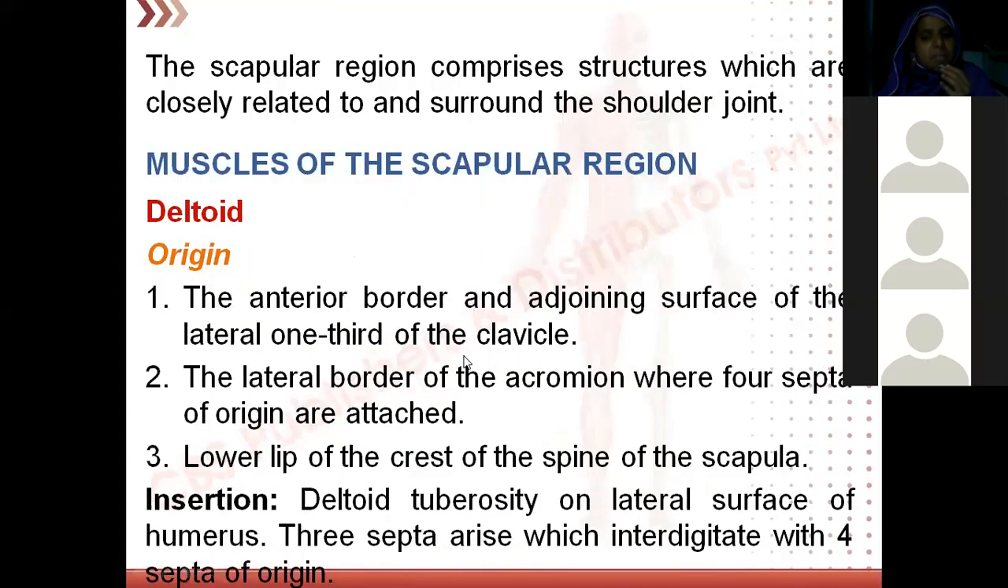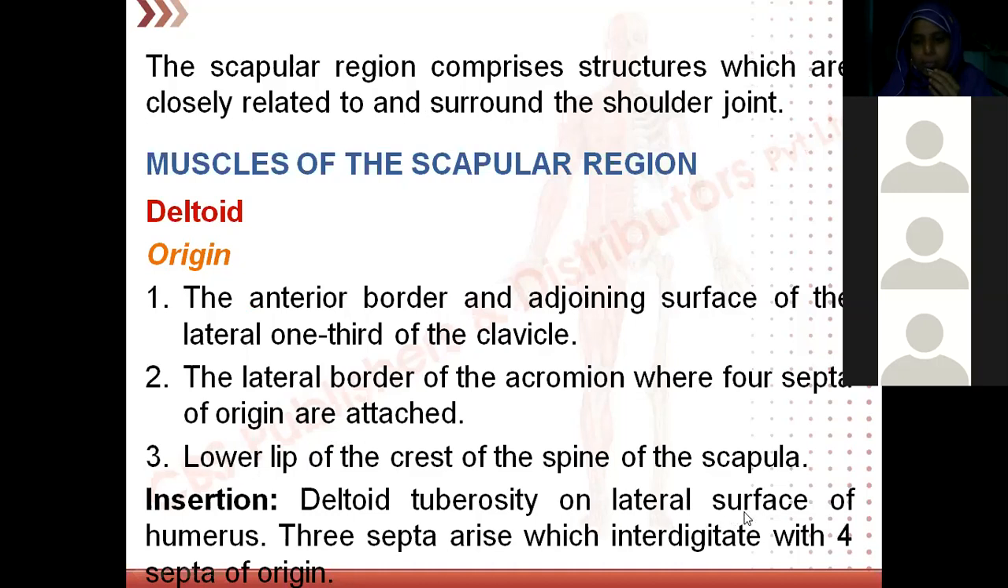Now, what is given in the text part we will see. The scapular region has many structures which are closely related and surround the shoulder joint. So deltoid, the anterior origin is the anterior border and adjoining surface of the lateral 1/3 of the clavicle, and the lateral border of the acromion, where 4 septa of origin are attached, the green lines we saw just now. Then the lower lip of the crest of the spine of the scapula.